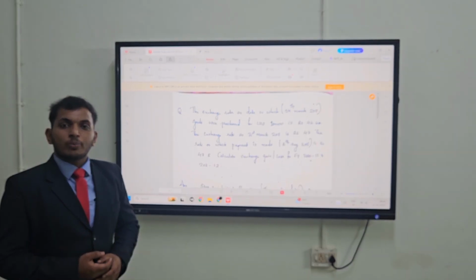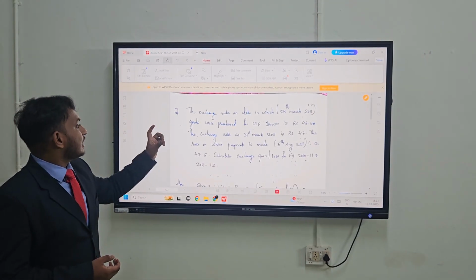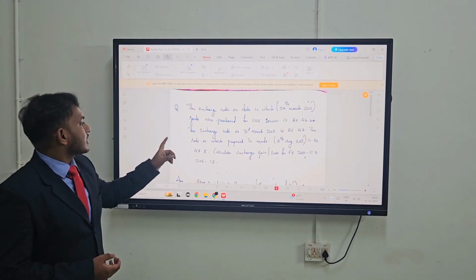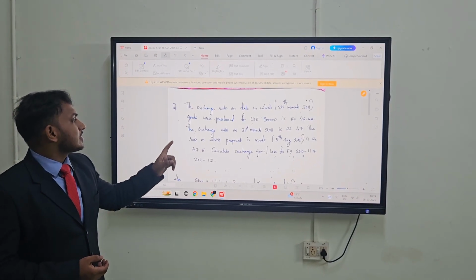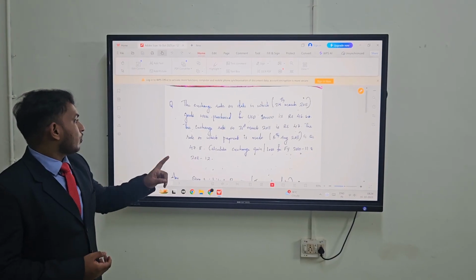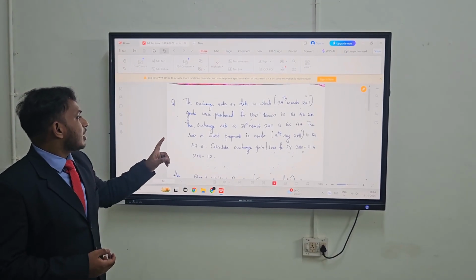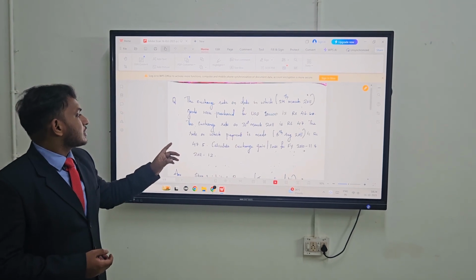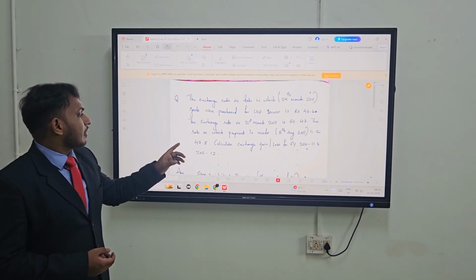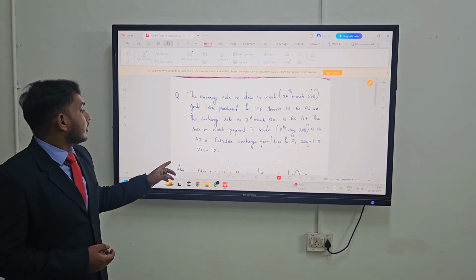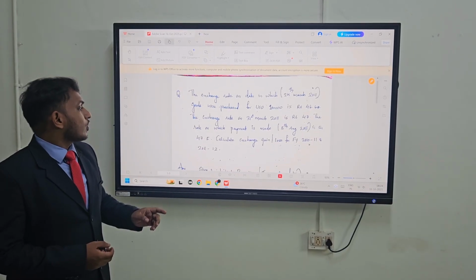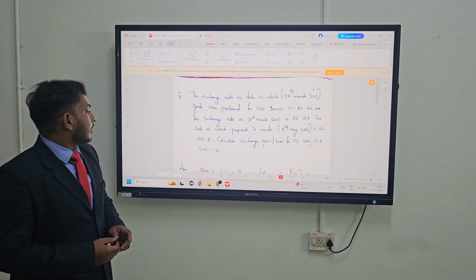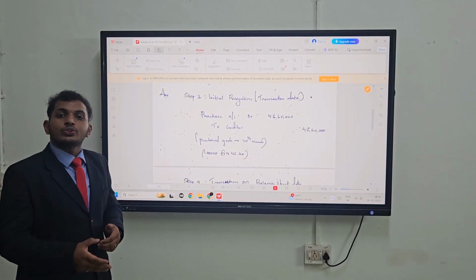Next, we are going to do a problem. The question: the exchange rate on the date, 24th March 2011, on which goods were purchased for USD 1 lakh is rupees 46.60. The exchange rate on 31st March 2011 is rupees 47. The rate on which payment is made, that is 5th August 2011, is rupees 47.5. Calculate exchange gain or loss for the financial years 2010-11 and 2011-12. The answer is divided into 3 steps.